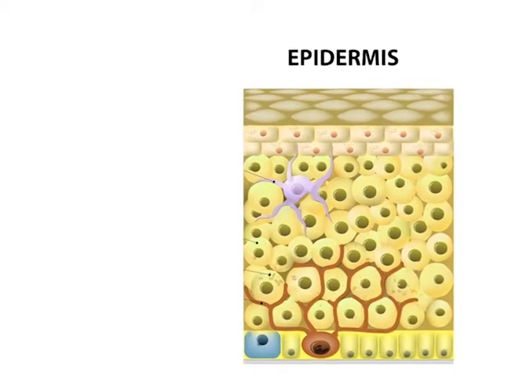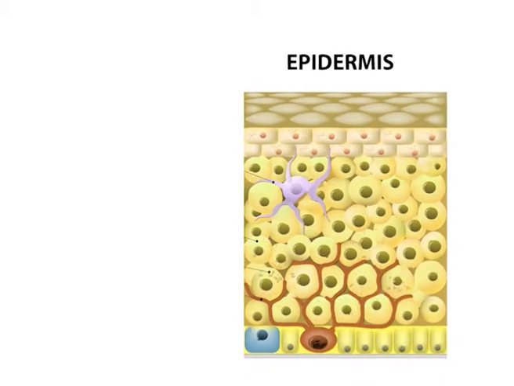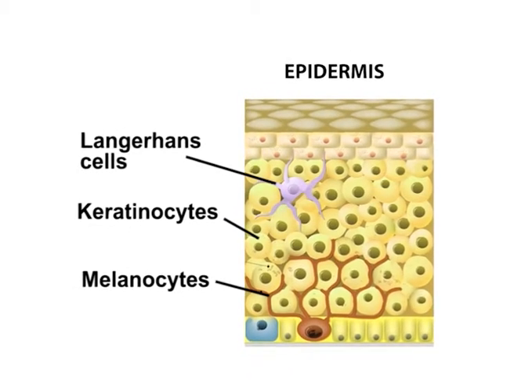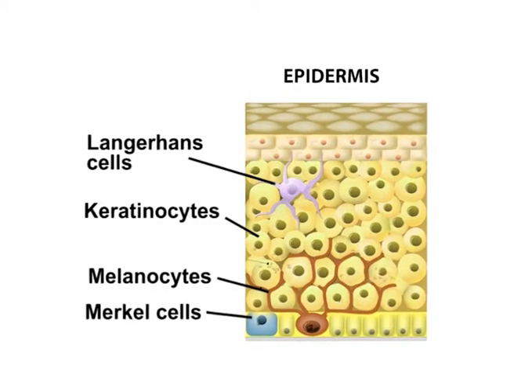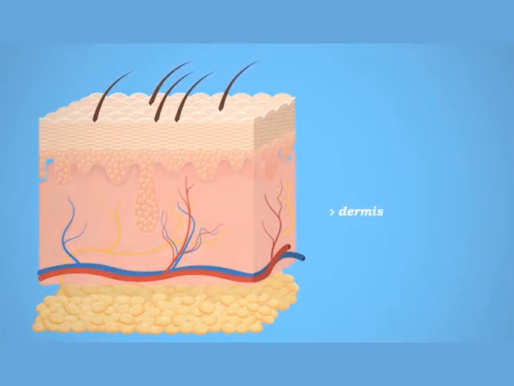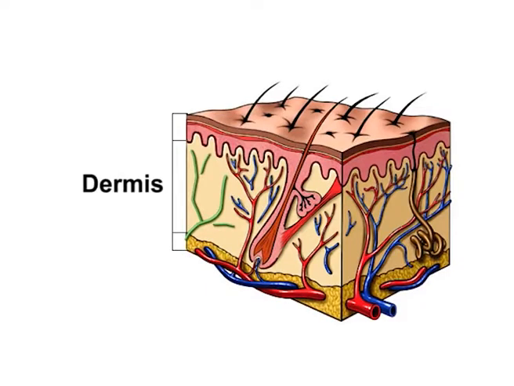The epidermis is composed of several different types of cells: keratinocytes, melanocytes, Langerhans cells and Merkel cells. Dermis. Dermis is the layer just below the epidermis and contains sweat glands, nerve endings. The dermis is the connective tissue that supports the epidermis and binds it to the hypodermis.